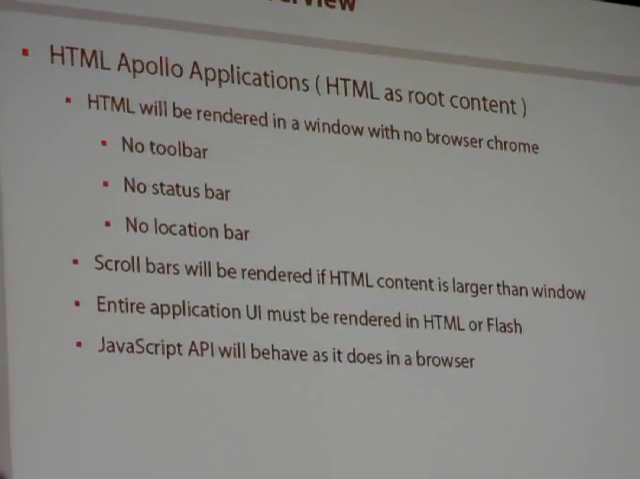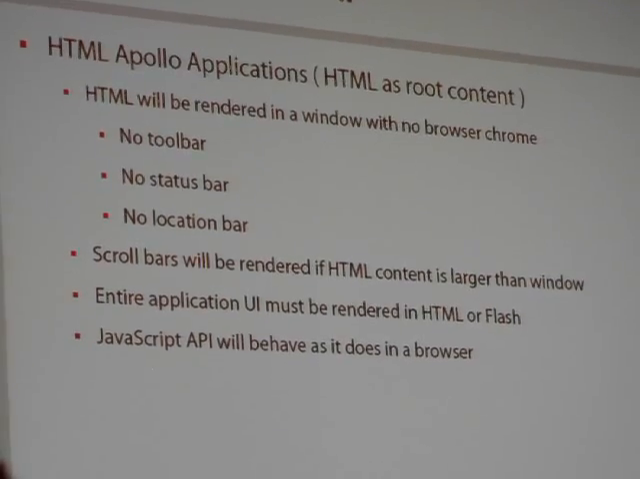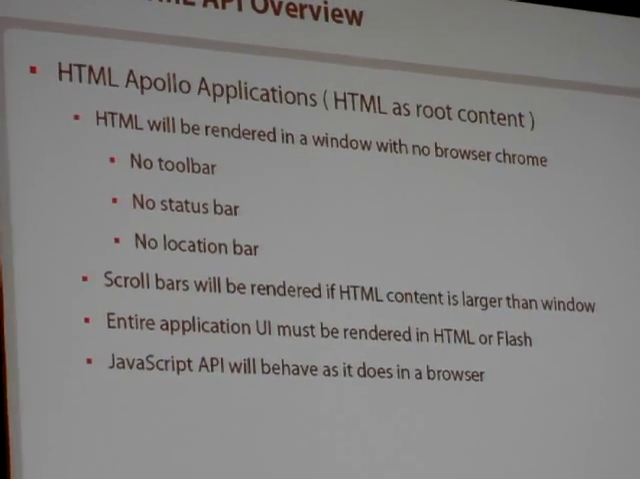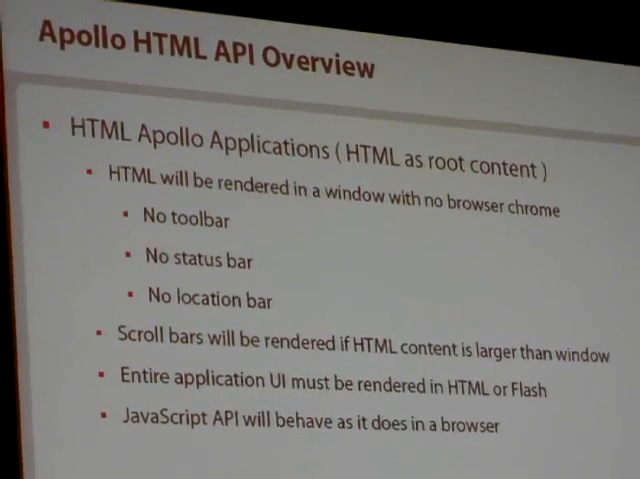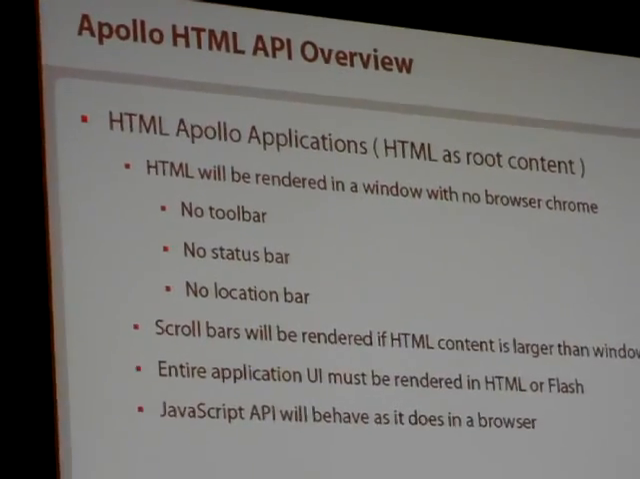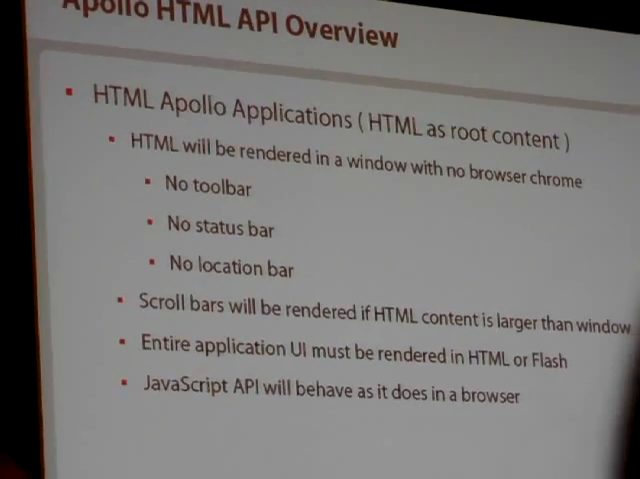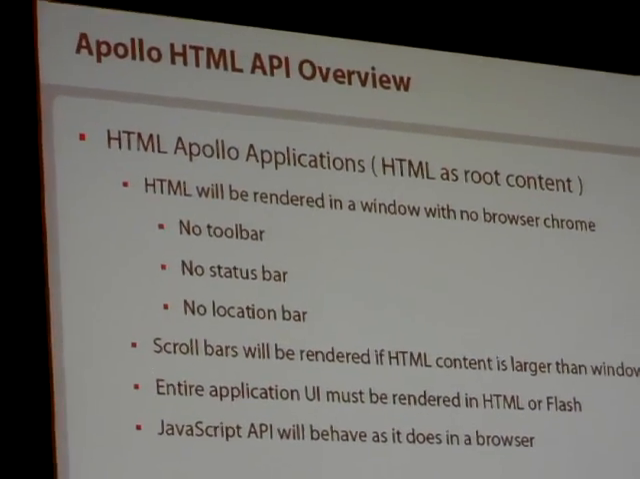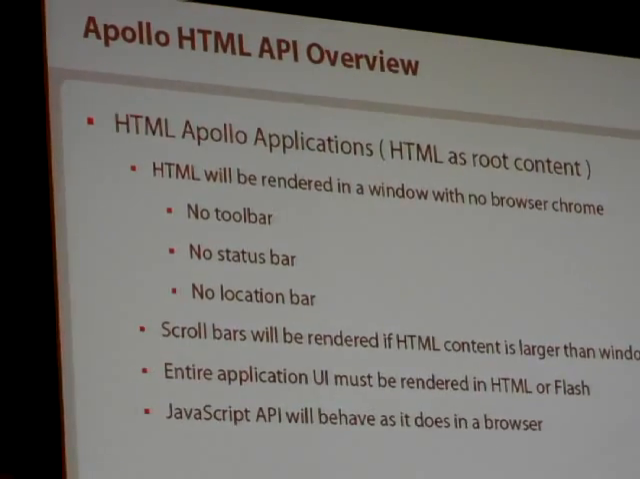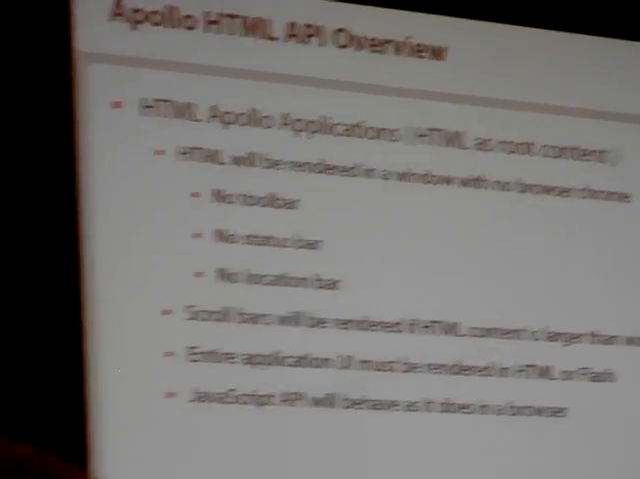You just get a window, it draws the HTML in the window, similar to the example I showed with the Spry gallery. The one thing I am thinking though is that we probably would put in scroll bars to make sure that the user can get to all the contents there, and you can avoid having those scroll bars show up by just making sure that the window is the correct size. But the entire application UI would need to be rendered in HTML and Flash. The one exception is there is a window mode in Apollo where you can get a title bar and a close button, a minimize button, and a maximize button. But other than that, the entire contents of that window has to be rendered by the content that is your application. And the JavaScript APIs will behave exactly as they do in the browser.